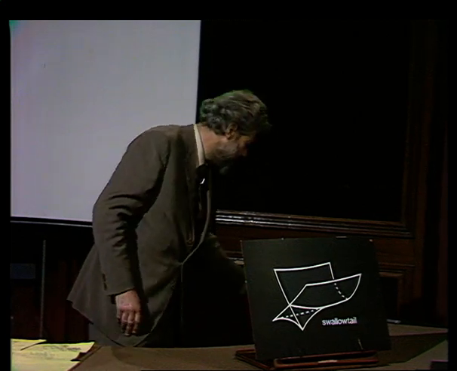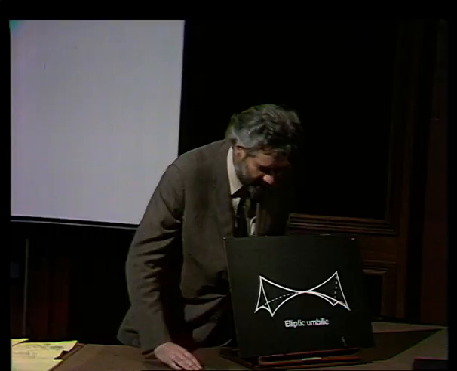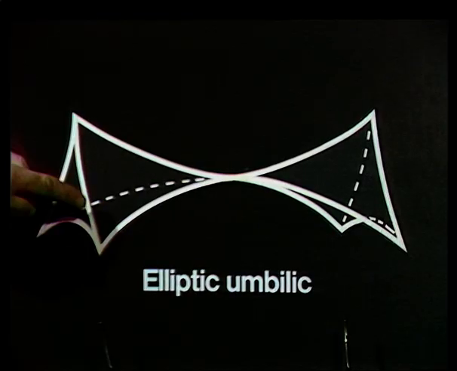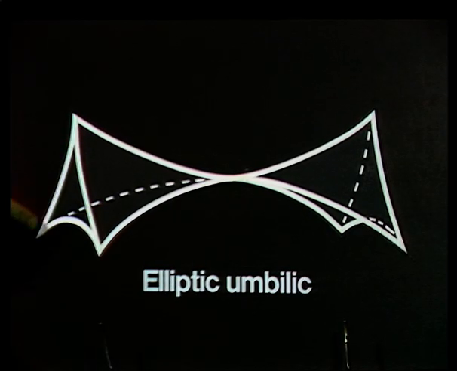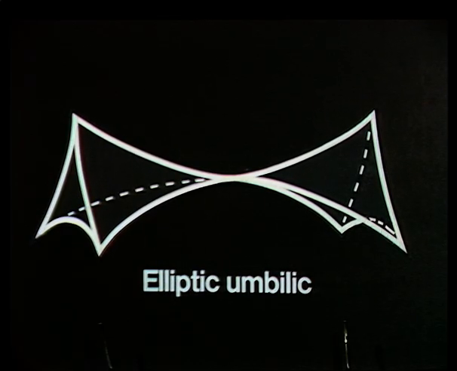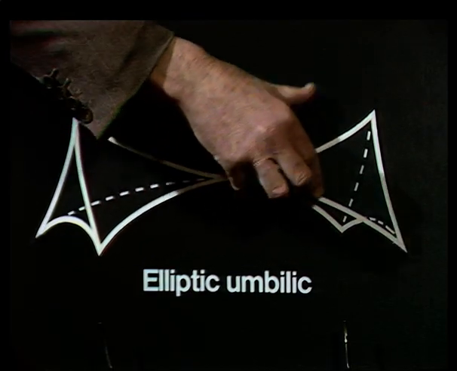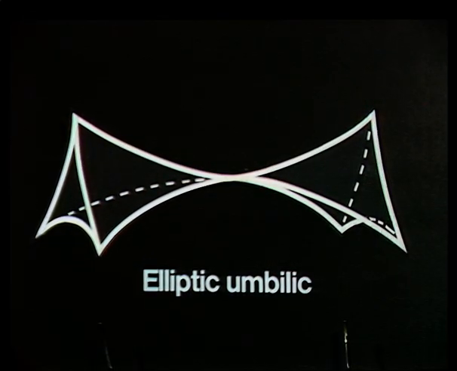Now, the next one is the elliptic umbilic. And this has a concave triangle here with 3 cusps, which are joined by 3 parabolas to the origin and expand out again to another concave triangle. That's the elliptic umbilic.